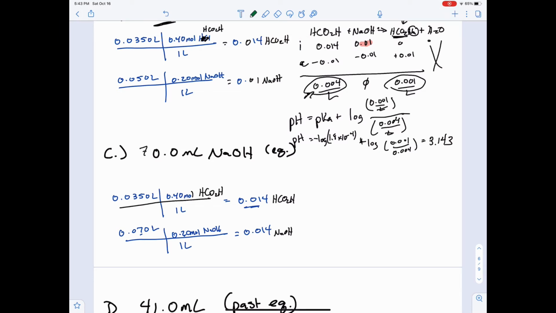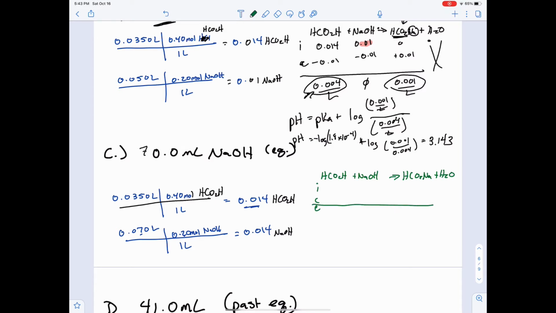And when we do the ICF chart, we do still want to do it because we are still making product. Just because the reactants are completely used up equally, we still are going to be making a product. So HCO2H plus the NaOH, and I'm making the same thing I made earlier, the HCO2Na plus the water.